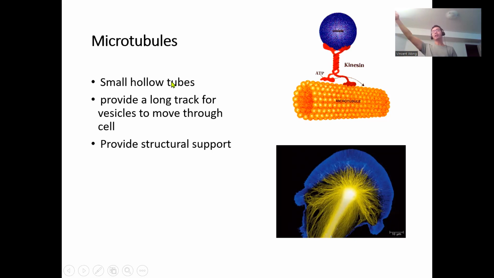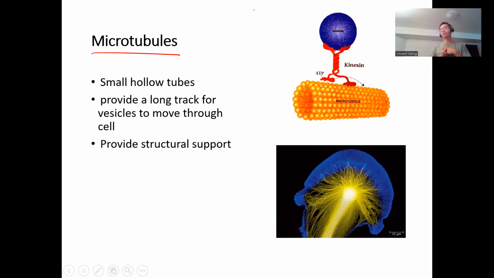You know that vesicle that buds off from the rough ER, and then it's supposed to go to the Golgi body, right? How does it know where the Golgi body is? The cell is pretty big relative to the size of the vesicle. How does it know where to go? If we just rely on random motion, diffusion, for example, it might never get there, right? So that's where the microtubules come in.